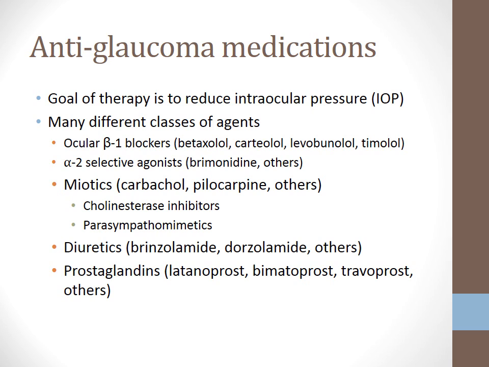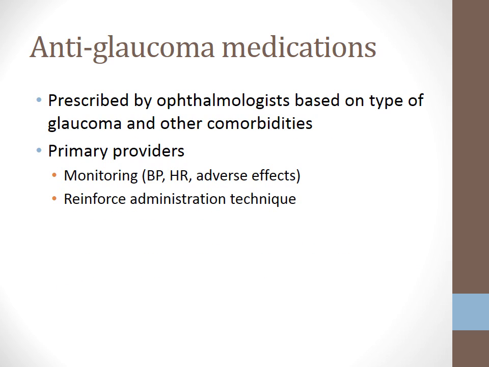So there's a lot of different classes of agents: ocular beta blockers, alpha-2 selective agonists, miotics, diuretics, and also prostaglandins. So as primary care providers, you should be able to recognize an anti-glaucoma medication that a patient is taking, but really these are going to be prescribed by ophthalmologists based on the type of glaucoma that the patient has and other comorbidities. So as primary care providers, your role is just to monitor for adverse effects.